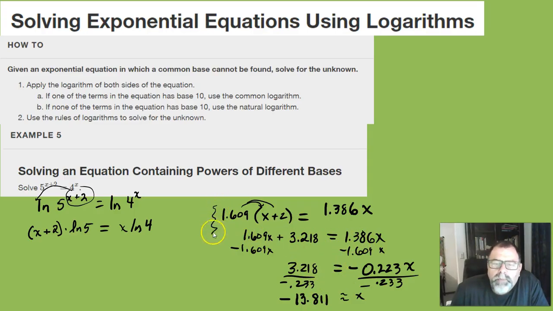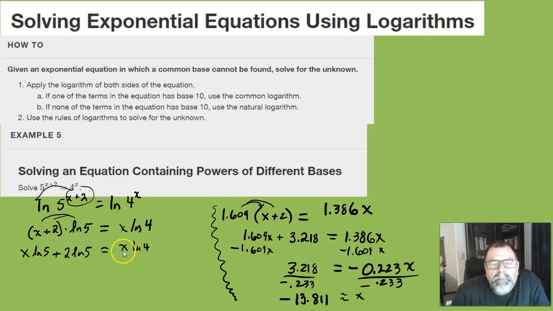So most mathematicians, we don't pick up our calculator until we're all done. Watch, I'm going to do the exact same steps. So this ln 5 was the 1.609, and I'm going to distribute it. So that'll be x ln of 5 plus 2 times ln of 5, right, which will be about 3.218. And then this one I don't need to do anything.